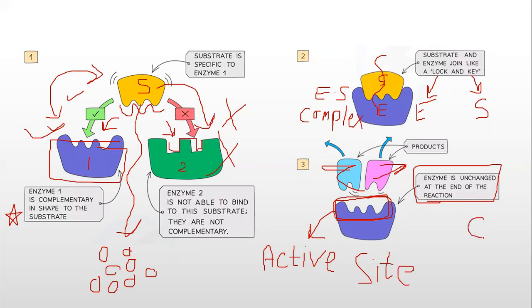Obviously अगर मेरा substrate round shape का है, so the active site of the enzyme should also be a cup shape ताकि वो उस substrate को fill कर ले. This is the substrate and this is the enzyme. ये जो है, this is basically the active site which should be exactly complementary to the shape of the substrate.